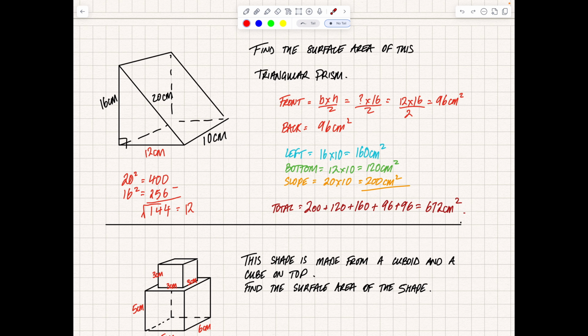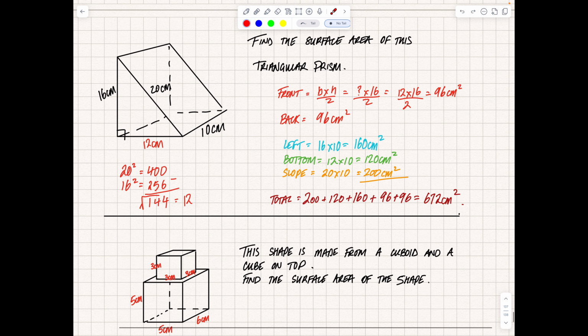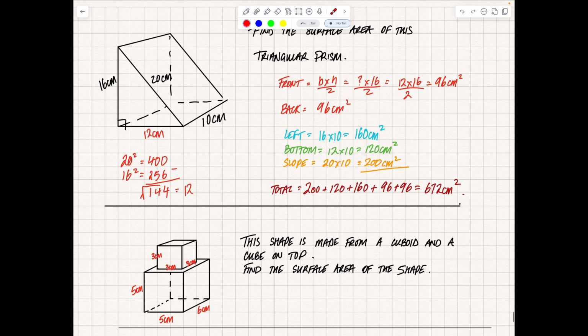So you add all those together, you got your 200, plus your 120, plus your 160, plus your 96, plus your 96, and you get your answer of 672 centimetres squared. Okay, so the only difference in that one and the ones we've done up there is that you need to subtract this time when using Pythagoras instead of adding.